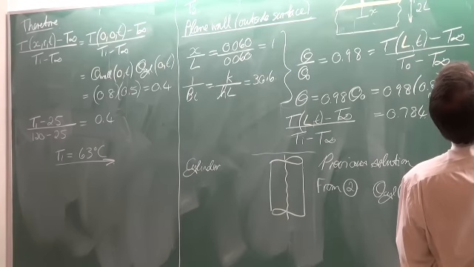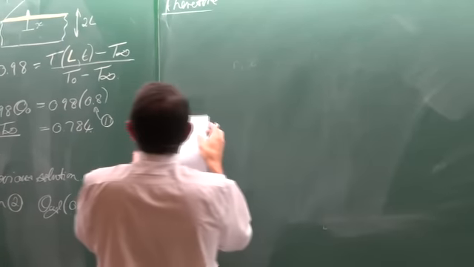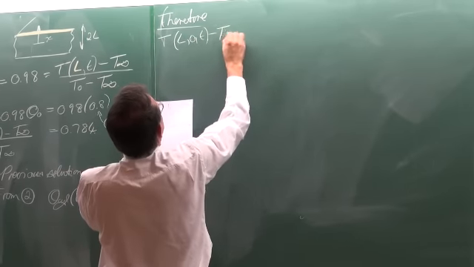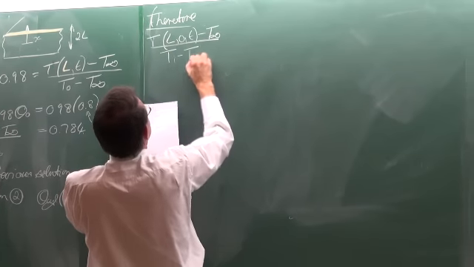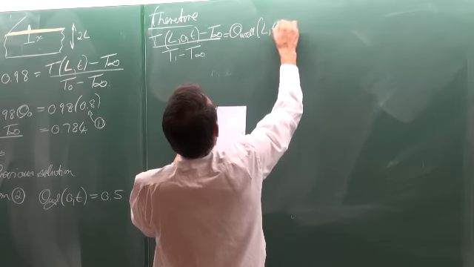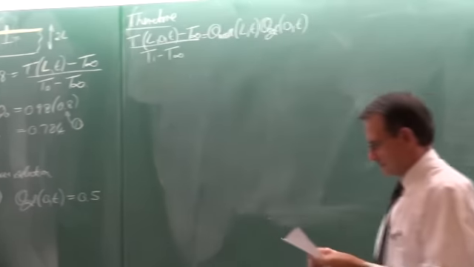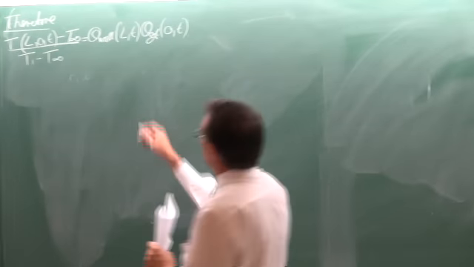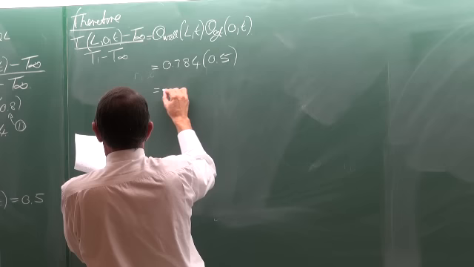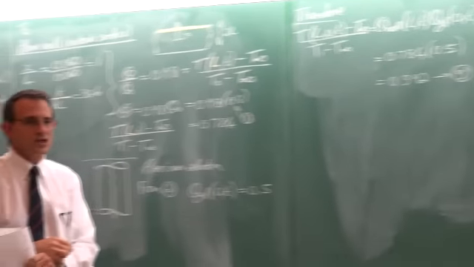Therefore, now that we've got the solution on the plane, on the surface and in the center, we just need to multiply them. We can say that the temperature at L0T, (T minus T infinite) divided by (Ti minus T infinite), is equal to the non-dimensionalized temperature of the plane wall at LT multiplied by that of the cylinder at 0T. Which is equal to 0.784 multiplied by 0.5, which gives us 0.392. And let's also keep that one as solution 3, because we're also going to use that later on.